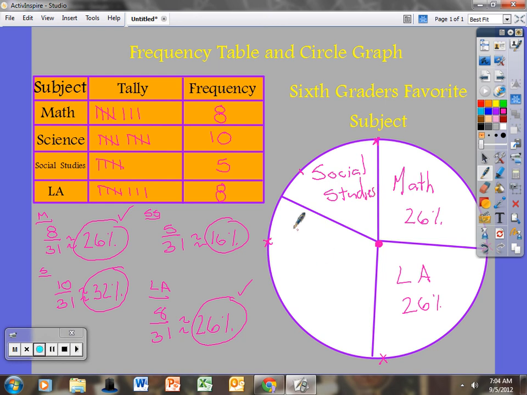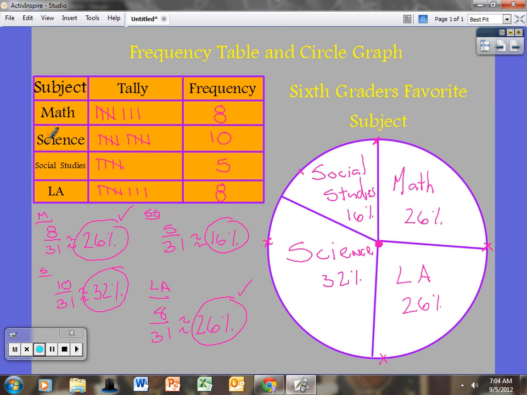And the rest of it is going to be science. And let's not forget to put our percents. That's 32%. This is 16%. Okay, notice I have 4 content areas or 4 subjects. I have 4 distinct sections on my circle graph. There are no blank spaces where I just write the word other. All the content areas are represented on this circle graph. There's no extra ones that they didn't include here, which I've seen sometimes.